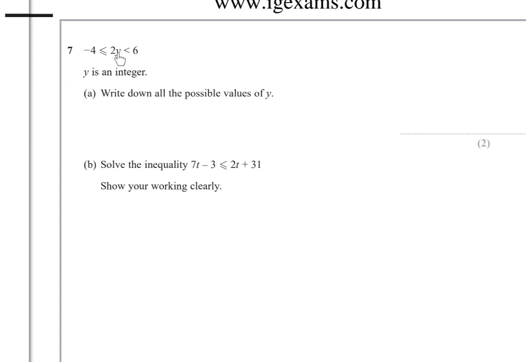Number 7. 2y is more than or equal to negative 4 and less than 6. y is an integer. Write down all the possible values of y. If we divide by 2, y is more than or equal to negative 2 and less than 3. So the integers are negative 2, negative 1, 0, 1, and 2.